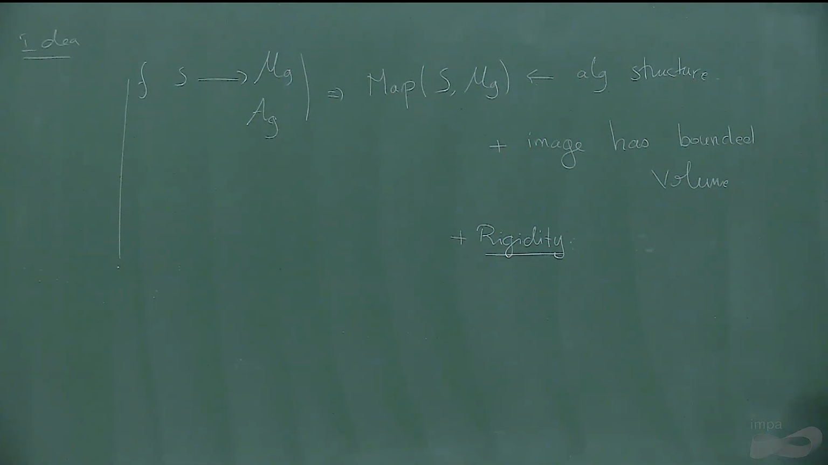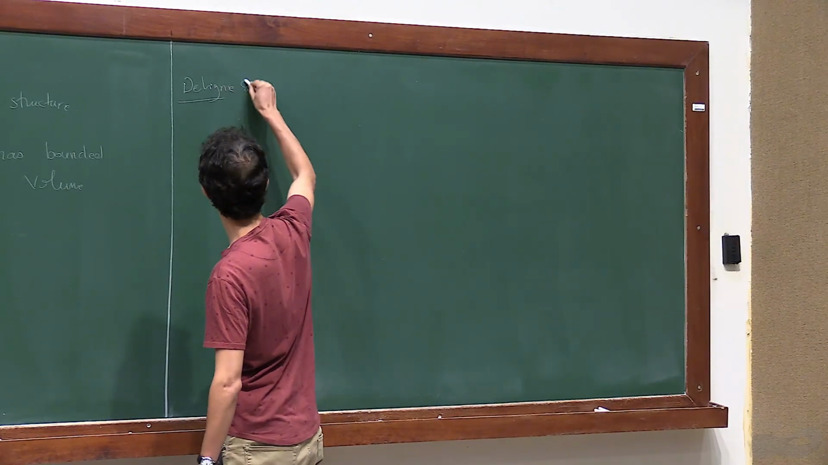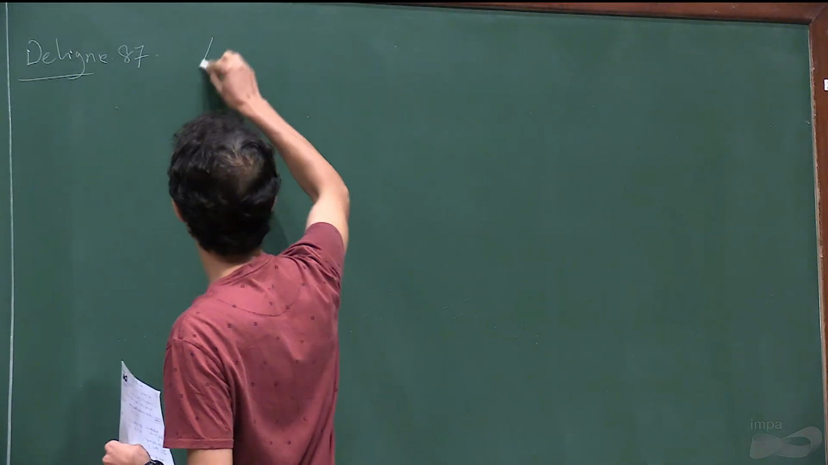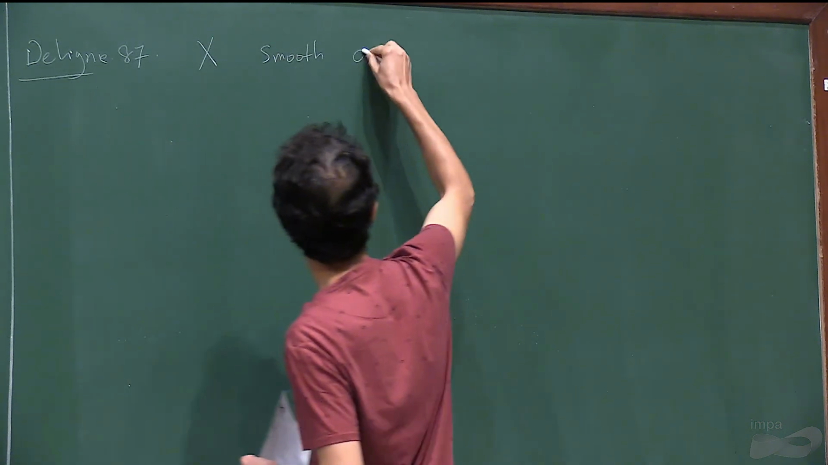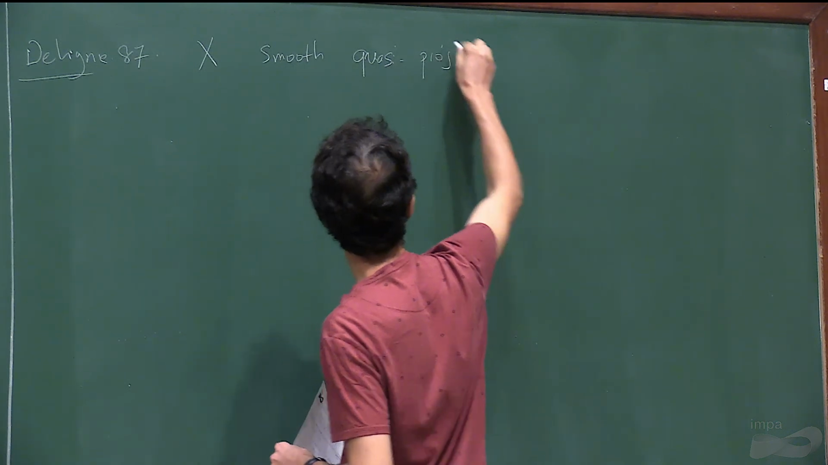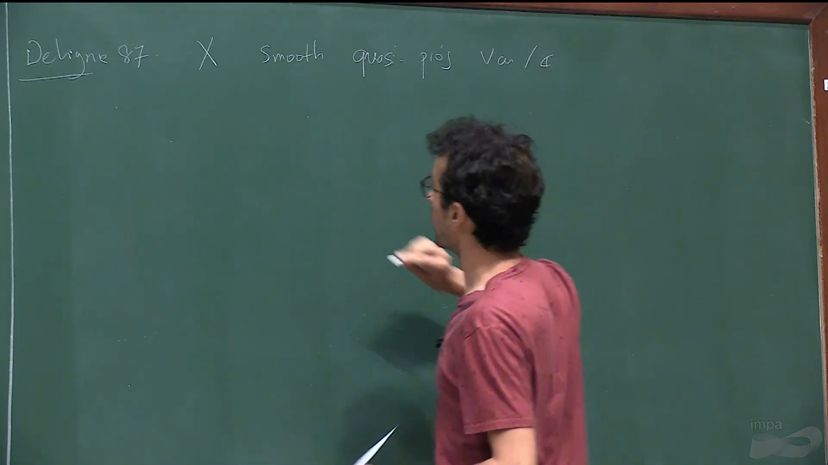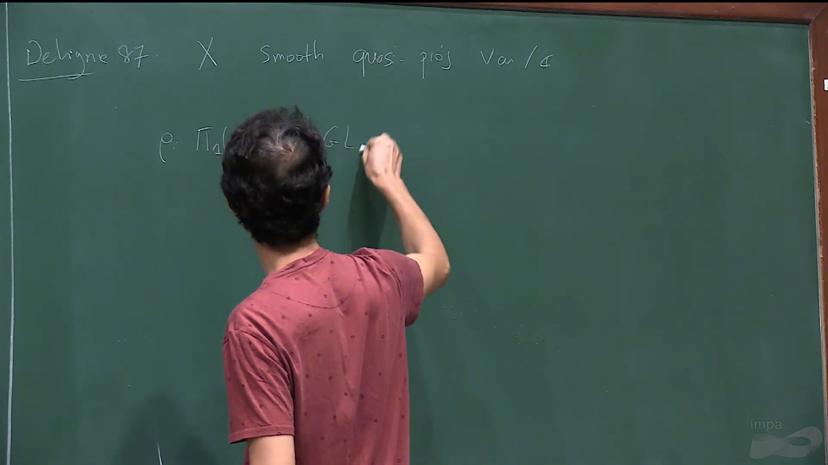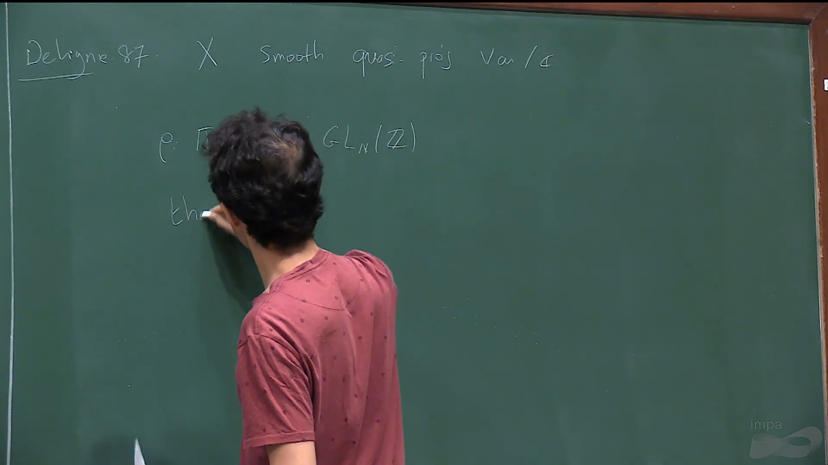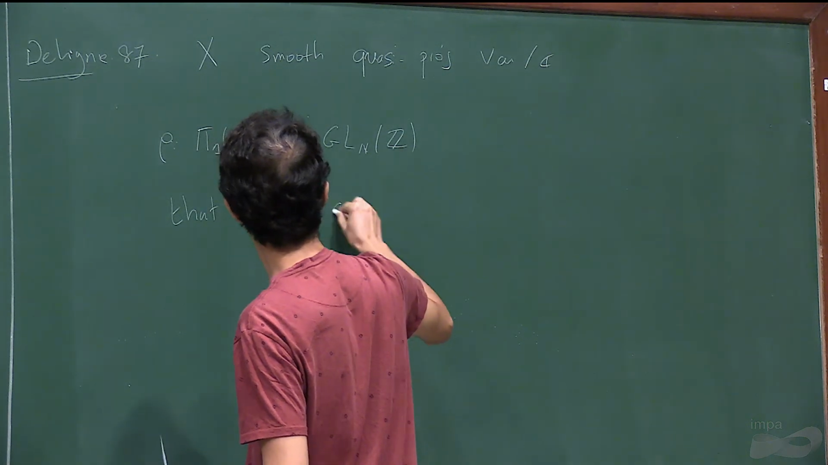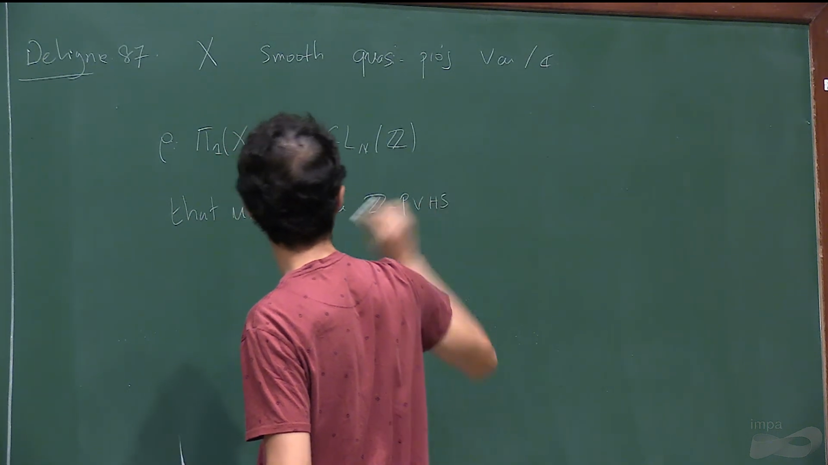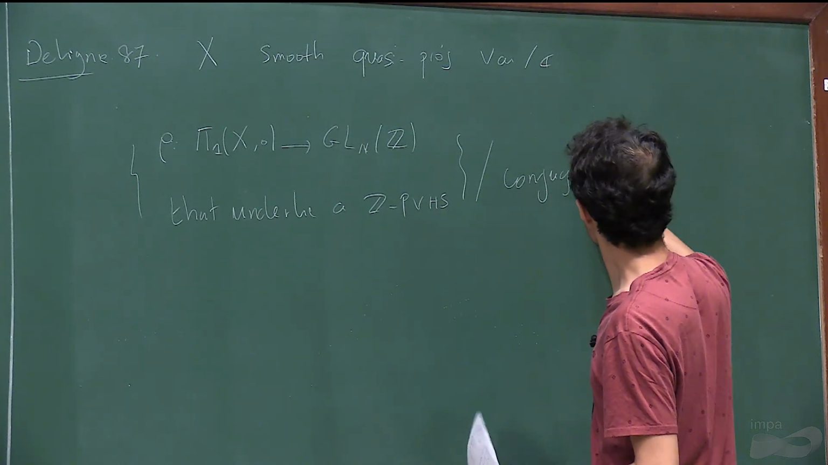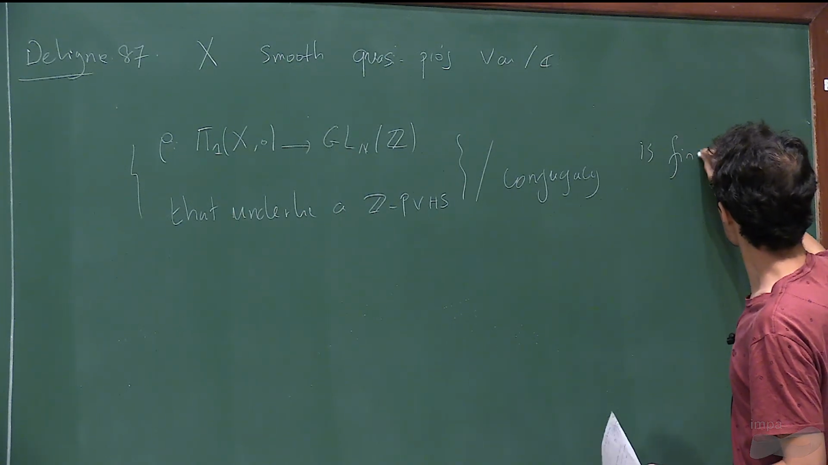Okay, so motivated by or intrigued by this result of Faltings, Deligne proved the following generalization. Take X, any smooth quasi-projective variety over C, and look at the set of representations of the fundamental group of X at some point in GL_n(Z) that underlie a ZPVHS of any weight, modulo conjugacy, and he proved that in fact the set is finite.